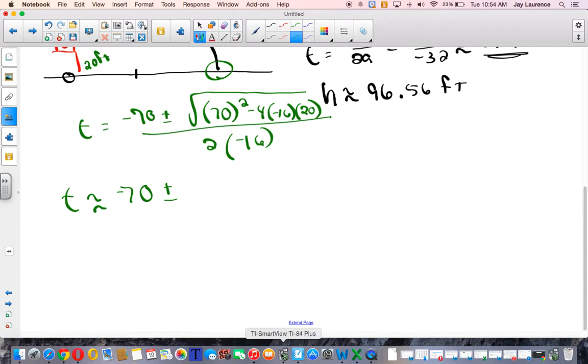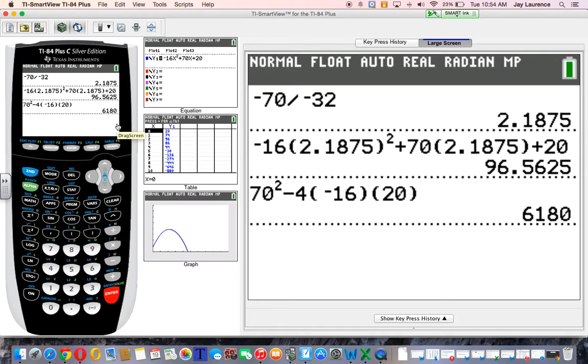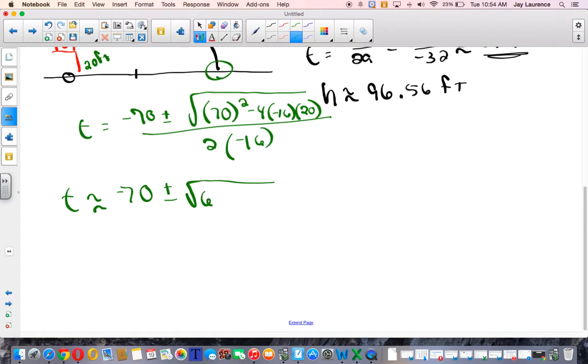Let me go find the value of the discriminant, for negative 16 and 20. So 70 squared minus 4 times negative 16 times 20. And that's going to equal 6,180. So I've got the square root of 6,180 all over negative 32. Now, I don't care about the answer that's going to be negative. I only care about the answer that's going to be positive.